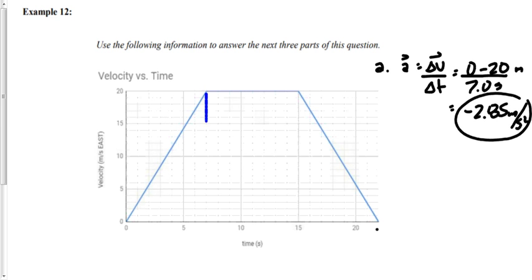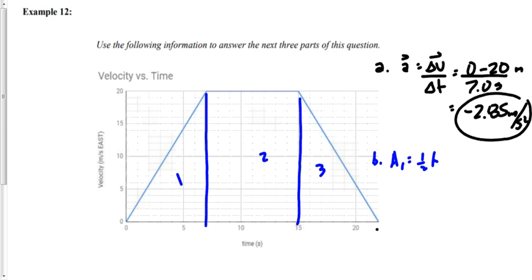Let's break it into 3 sections. Let's call this number 1, this number 2, and this number 3. Area 1 is a triangle, so we're going to make it 1/2 base times height. The base goes from 0 to 7. The height is 20. So that gives me an area, or a displacement, in the first stage of 70 meters.